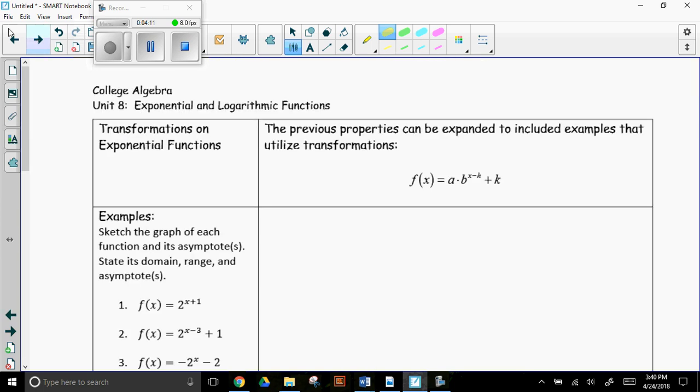Okay, so transformations and kind of what they do. As we're looking at this, this represents a horizontal shift. This represents a vertical shift.